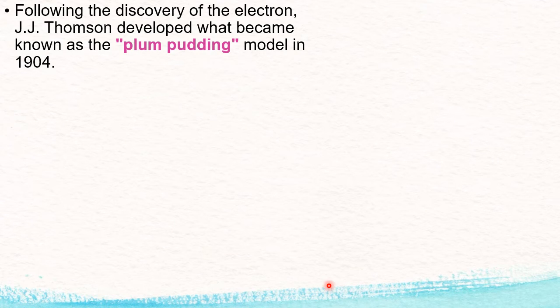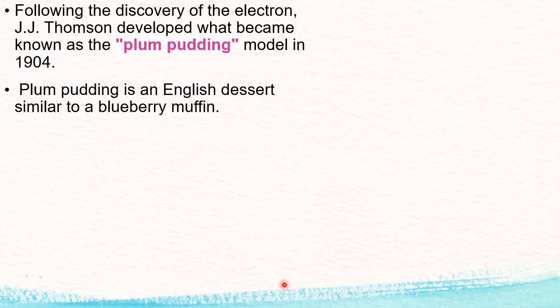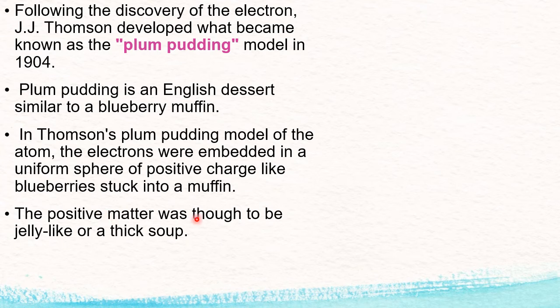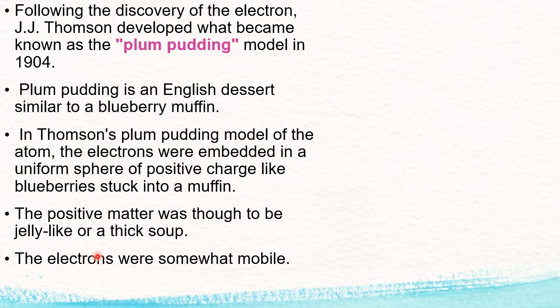We can compare J.J. Thomson's model with the plum pudding model, very famous in the Western countries. See, here it is. Plum pudding is an English dessert similar to blueberry muffin. In Thomson's plum pudding model of the atom, the electrons were embedded in a uniform sphere of positive charge, like blueberries stuck into a muffin. The positive matter was thought to be jelly-like or a thick soup. The electrons were somewhat mobile.